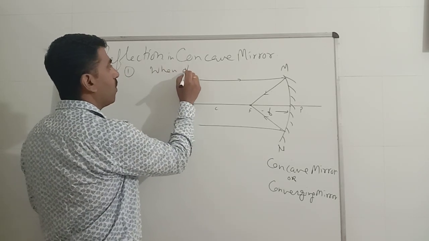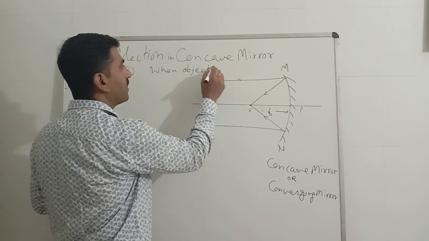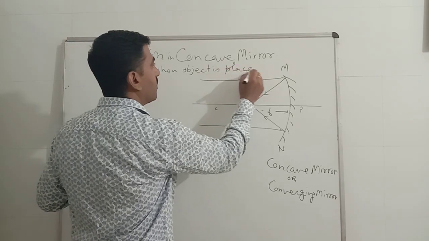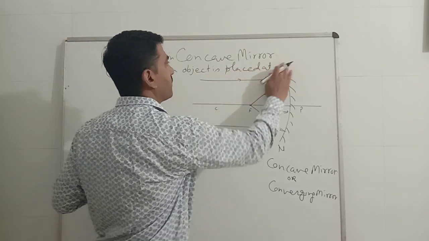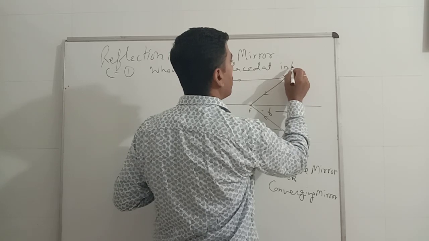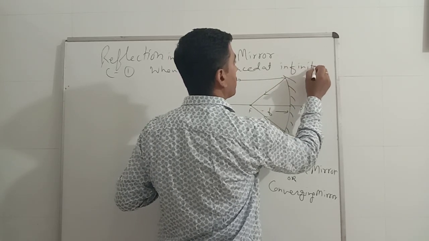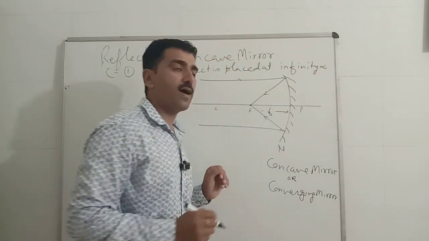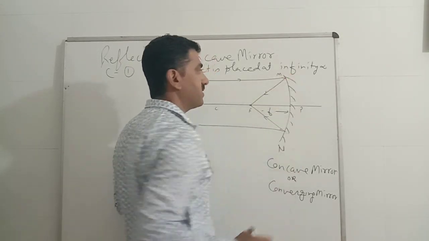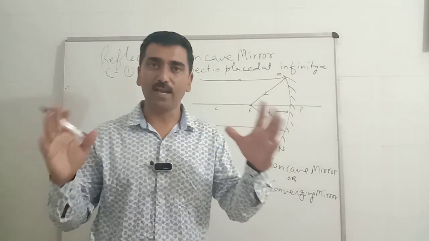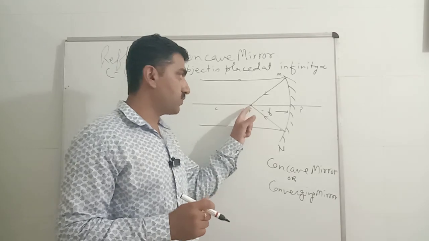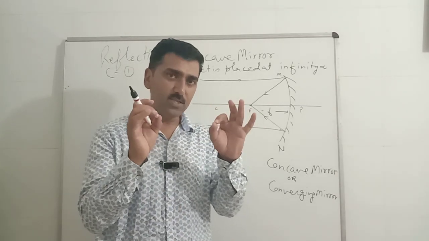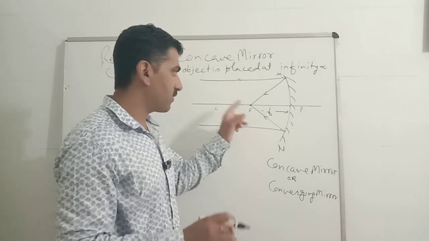When object is placed at infinity, infinity means very large distance. When the object is placed at infinity, means at very large distance, where is the image formed? Image is formed at the focus. Highly diminished, very small, point sized at the focus.